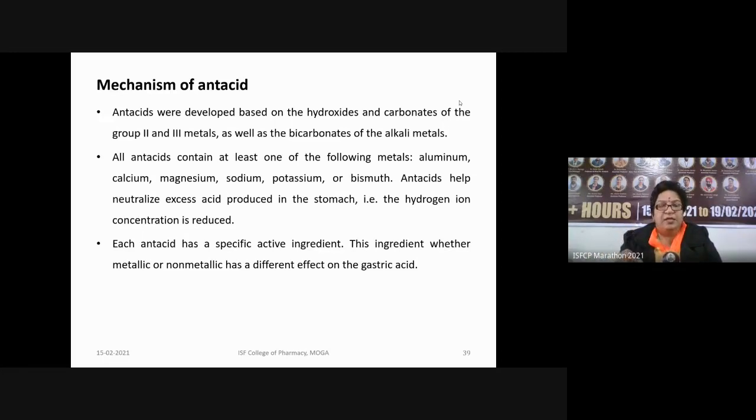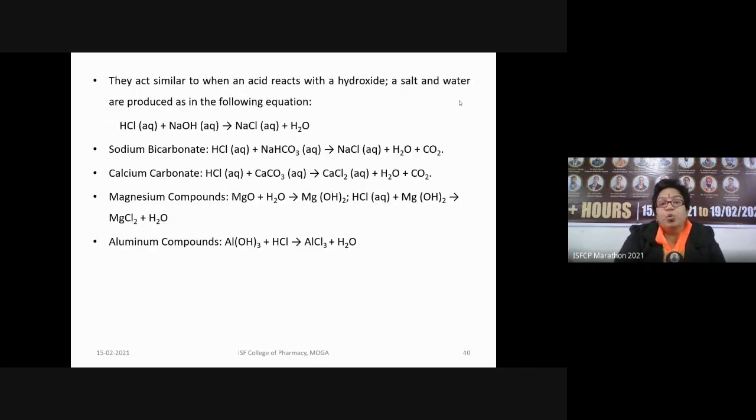Concentration is reduced. And each antacid has a specific active ingredient. The ingredient, whether metallic or non-metallic, has a different effect on the gastric acid. So these things have to be managed, and they act similar to when an acid reacts with a hydroxide, a salt and water are produced as in the following equation. Here you can see hydrochloric acid plus NaOH.